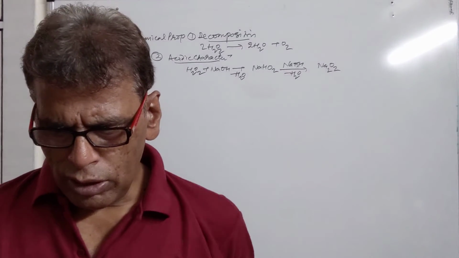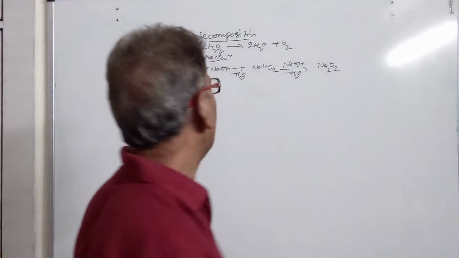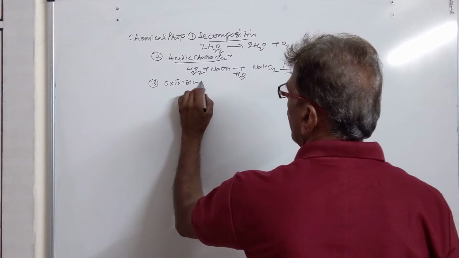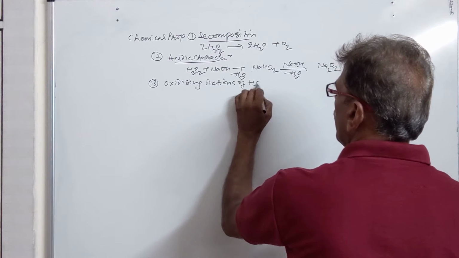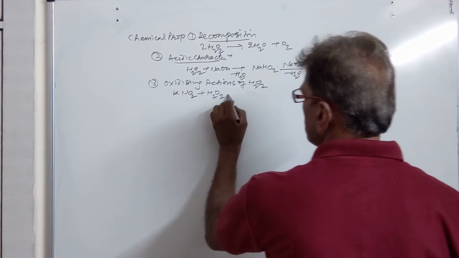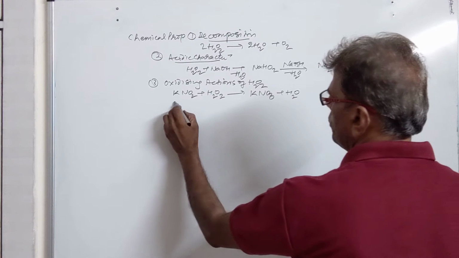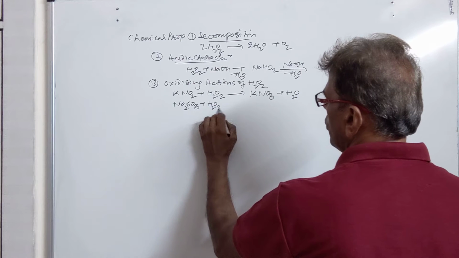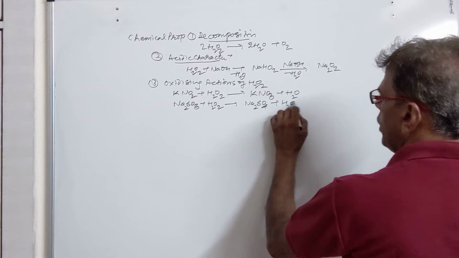Then it shows the oxidizing as well as reducing character. So action: oxidizing action. It reacts with potassium nitrite, converts it into KNO3 plus H2O. Sodium sulfite reacts with H2O2, giving you Na2SO4 plus water.